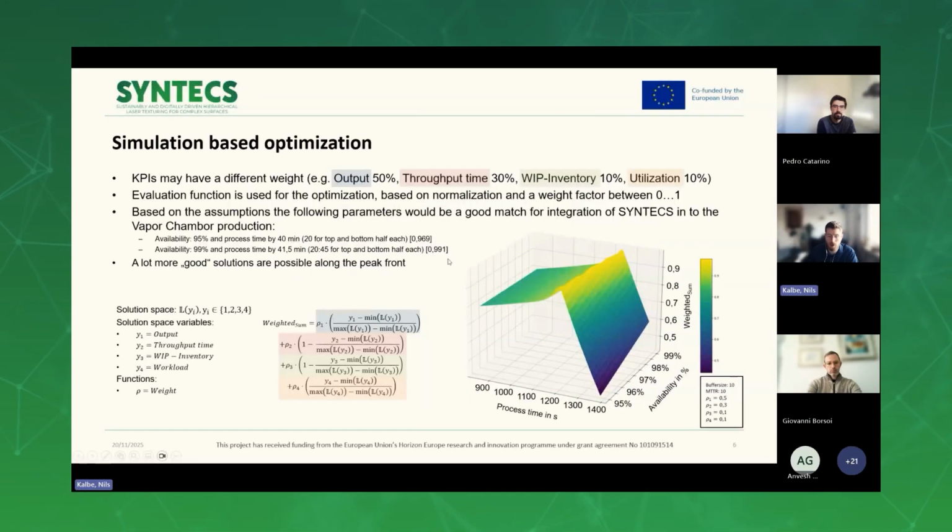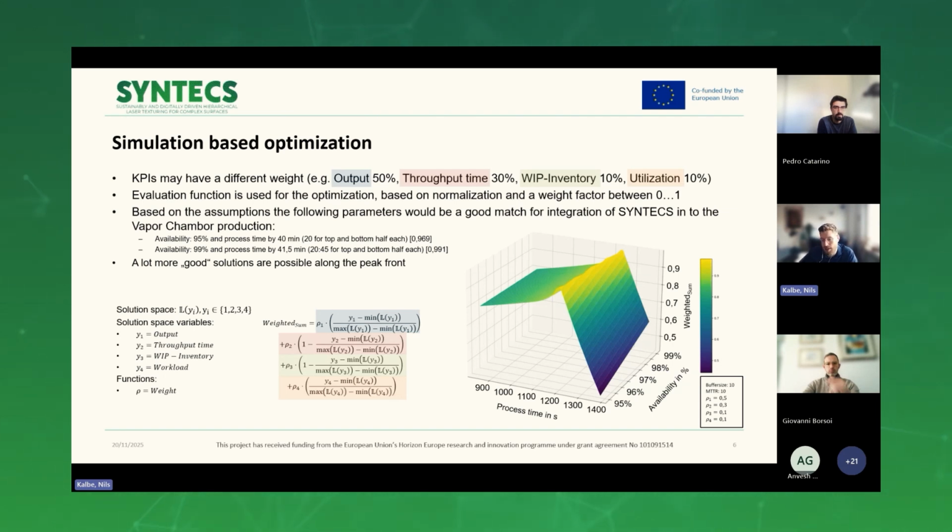So now we run that few thousand simulation scenarios. What shall we do now? So we have a few KPIs which may have a different weight. For example, the output value is more relevant than the utilization of machines or the work in progress inventory. So we defined an evaluation function for the optimization, which is based on normalized values and a weighted factor between 0 and 1. And what you can see on the right side here is a scatter plot for one specific scenario. As you could imagine, it's a multi-dimensional optimization problem.